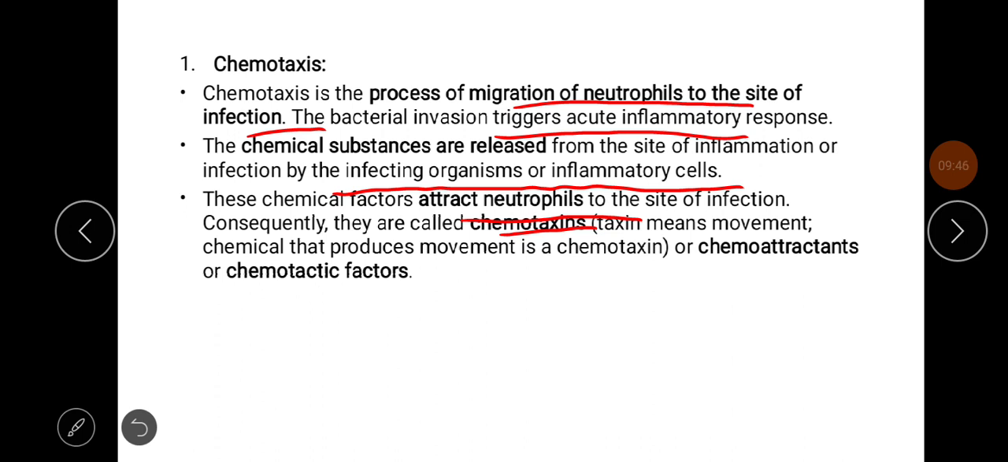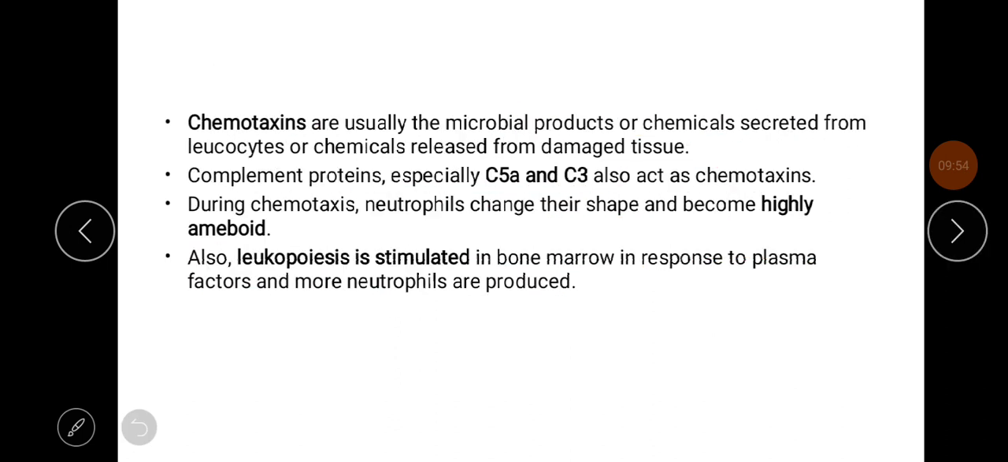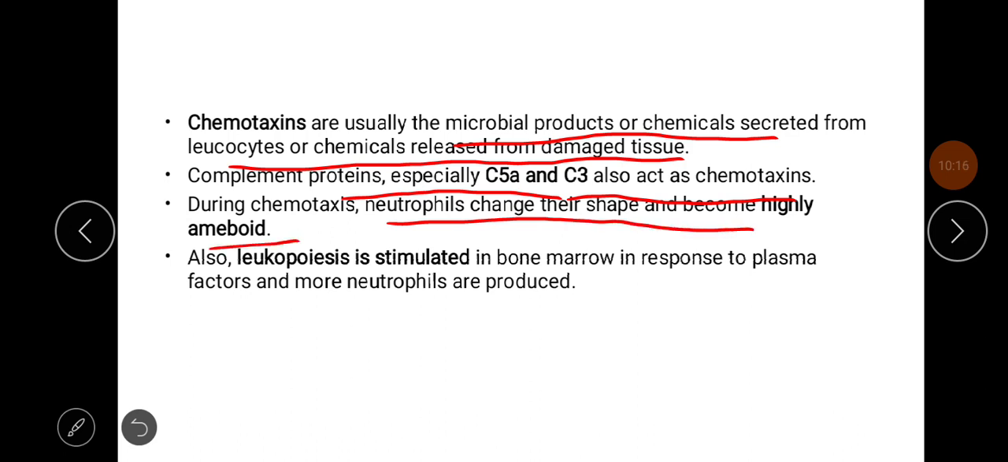Taxin means movement, and the chemical that produces movement is called a chemotaxin, or chemoattractant, or chemotactic factor. Chemotaxins are usually microbial products, chemicals secreted from the leukocytes, or chemicals released from the damaged tissue. Complement proteins, especially C5a and C3, can also act as chemotaxins. During chemotaxis, neutrophils change their shape and become highly amoeboid. Also, leukopoiesis is stimulated in the marrow in response to plasma factors, and more neutrophils are produced.